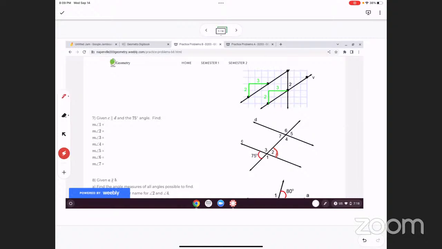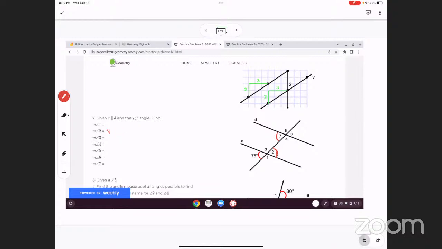Yeah, they're congruent, and what are these called if they're across from each other? Those are called vertical angles. And then this one is the same as 75. Those are called corresponding angles. So 7 is corresponding with 75. Number 2 is vertical, so it's equal to it. So it's 75 degrees. Right?